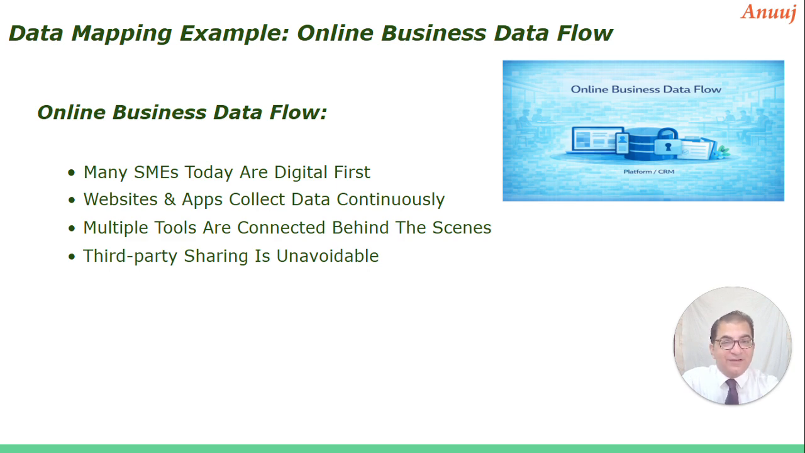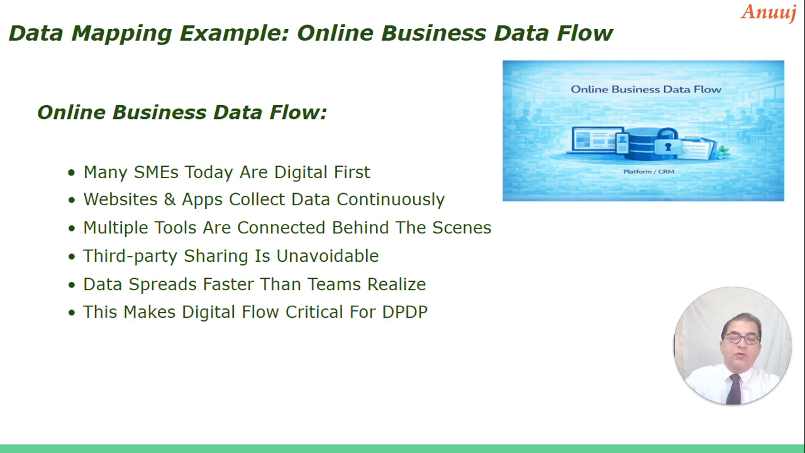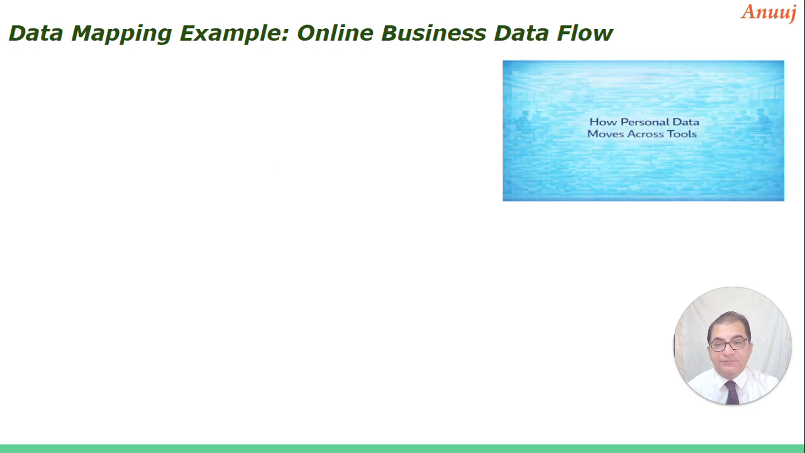So, if you are a SaaS provider or someone doing an online business, a marketplace kind of thing, then third party sharing of data will happen because you'll contact the product manufacturer, you'll contact the delivery guys, the logistics guys. So these third party sharing items will happen continuously with different kinds of vendors. Data spreads faster than even the team realizes. This makes the digital flow very critical for DPDP. We need to understand the flow of the data more clearly in this case.